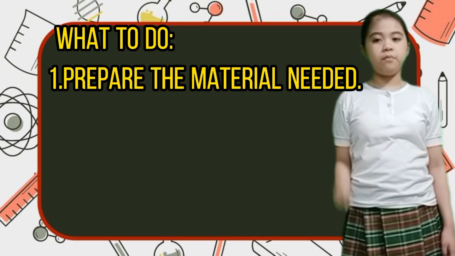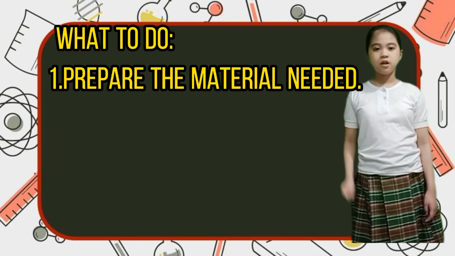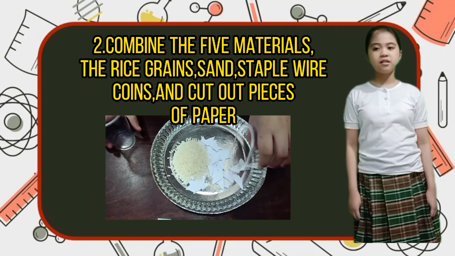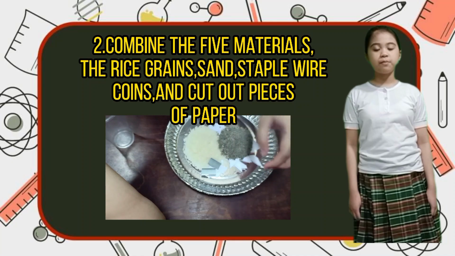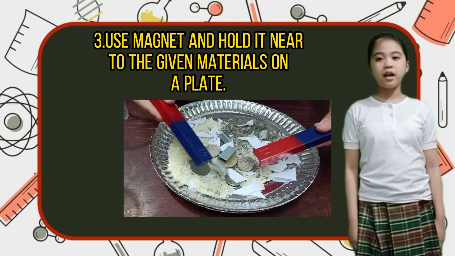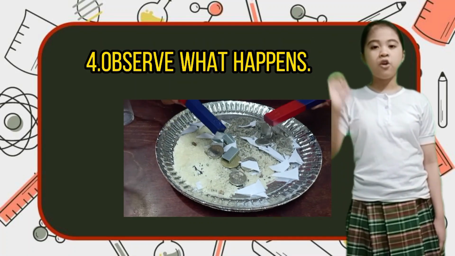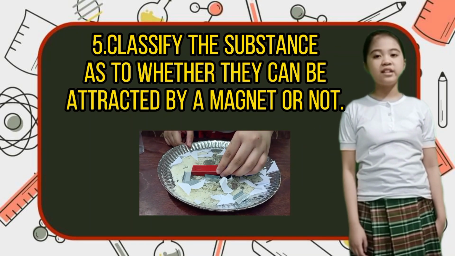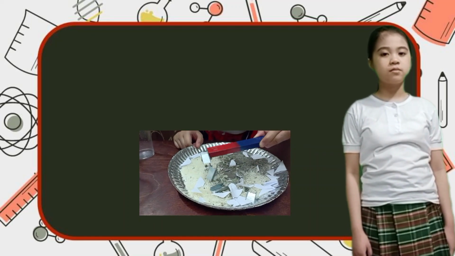What to do? Number 1. Prepare the materials needed. Number 2. Combine the 5 materials: the rice grains, sand, staple wire, coins, and cut out pieces of paper. Number 3. Use a magnet and hold it near to the given materials on a plate. Number 4. Observe what happens. Number 5. Classify the substance as to whether they can be attracted by a magnet or not.